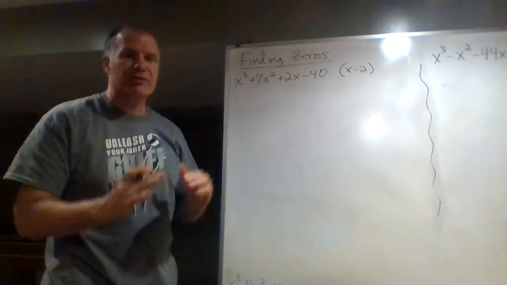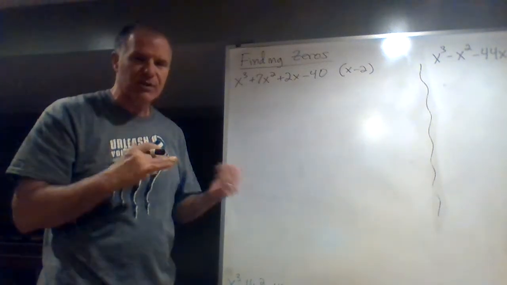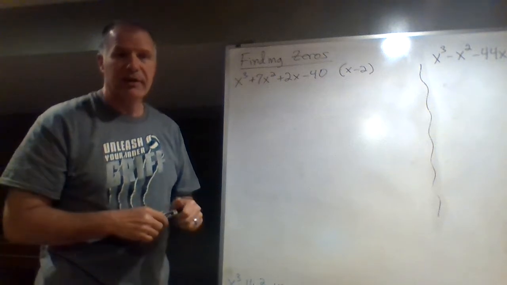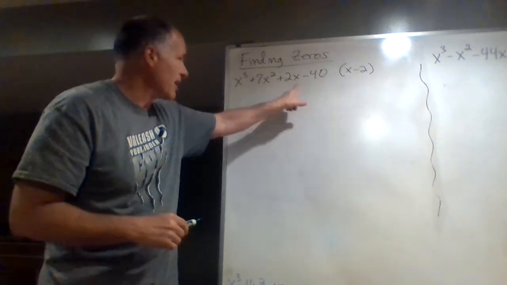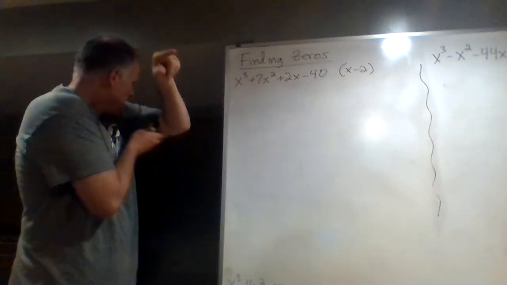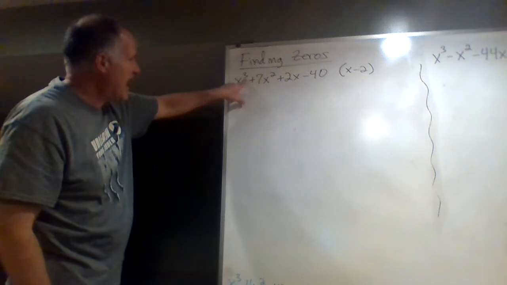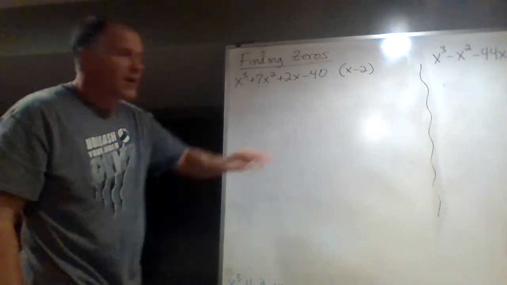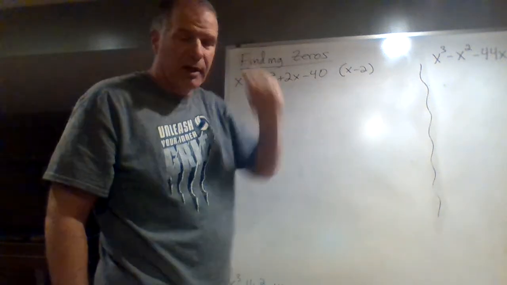Remember zeros is like where the graph crosses the x-axis because y is 0 there. Another name is the roots, find the roots. Okay, so finding zeros of polynomials, remember? So remember, the highest power is x to the third. So remember, there's 3 answers. Now, I'm giving you one of them, so we have to find the other 2, okay?